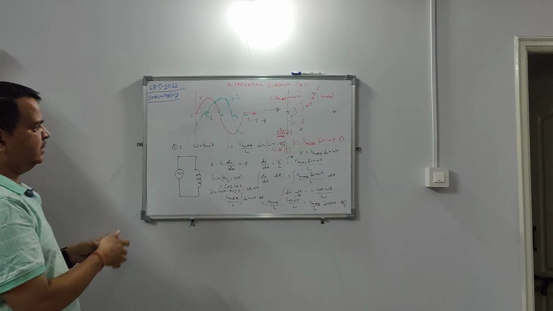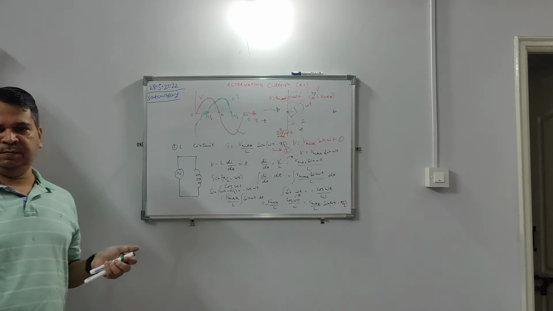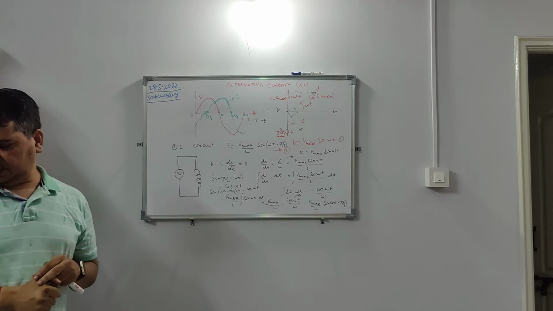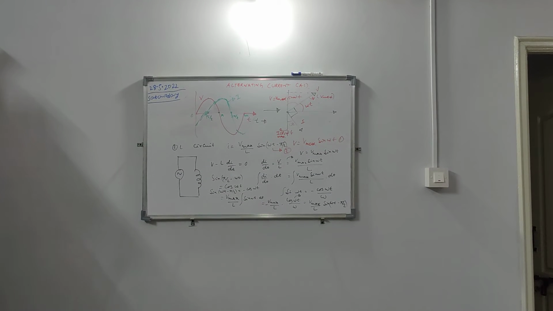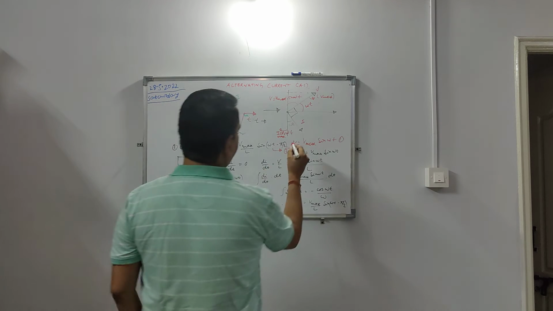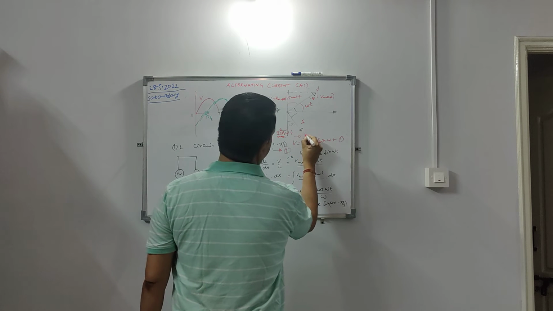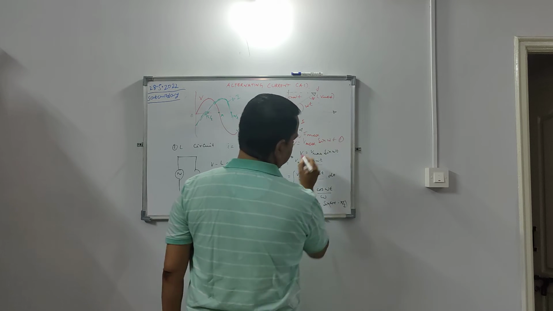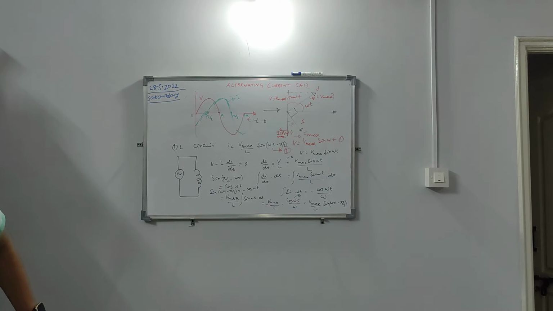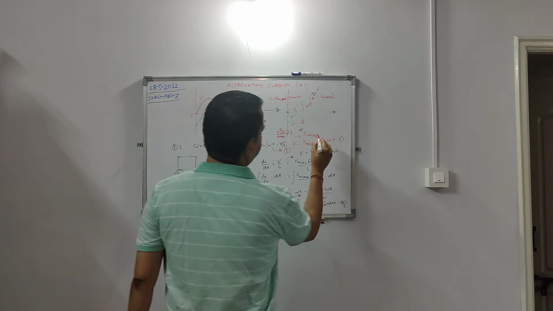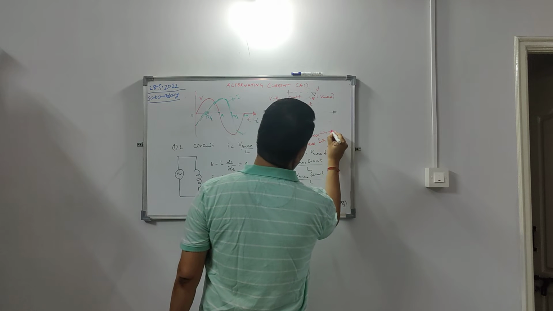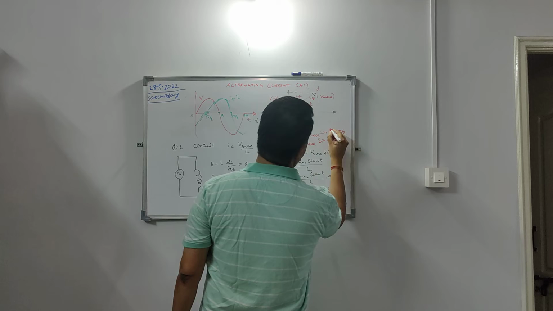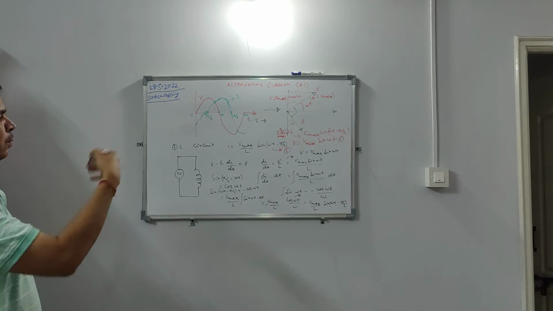So you can see that cos omega t, you can write it as omega t minus pi by 2 or whatever. So there is a phase difference. So this is cos omega t, or you can write it as I max sin omega t minus pi by 2, right? Sin omega t minus pi by 2. So that's what the component is.